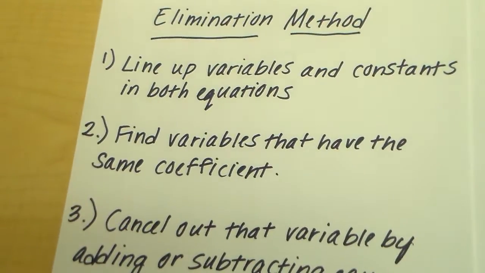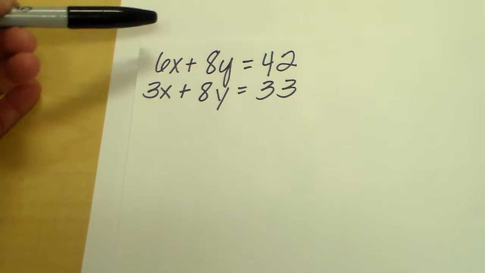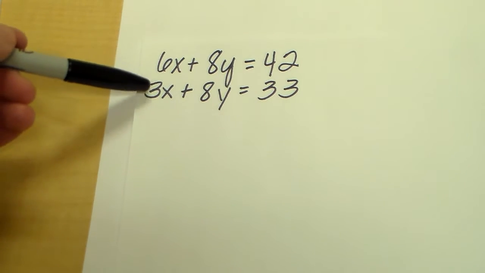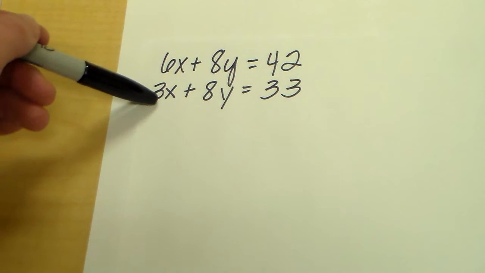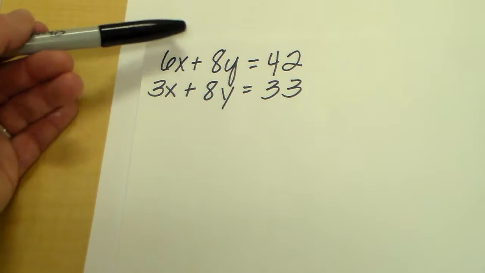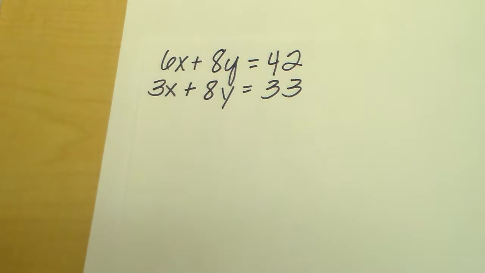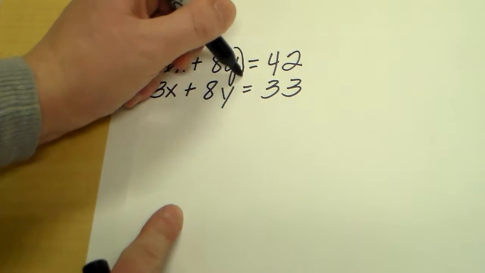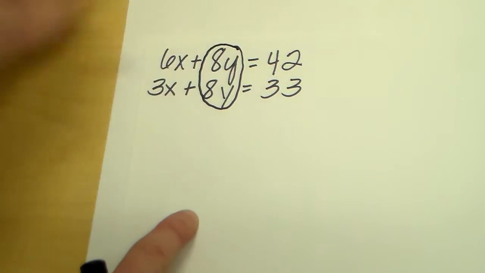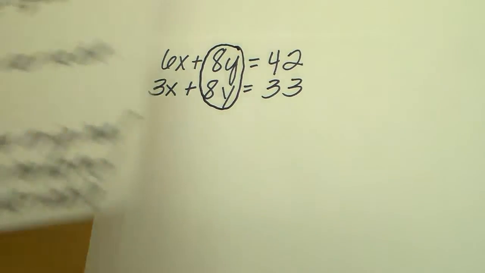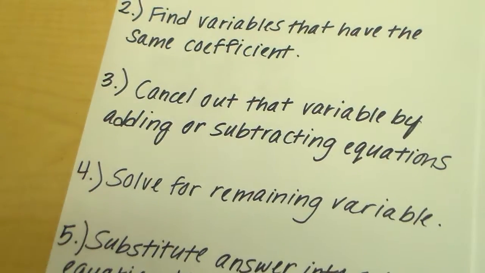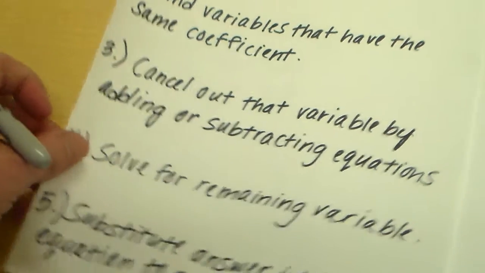The next thing I'm going to do is find the variables that have the same coefficient, and we know that coefficient is a fancy name for the number in front of a variable. So my coefficient here is 6 and this is 3, so my x's do not have the same coefficient. When I jump over to my y's, I see that there's an 8 in front of both. So that would be the coefficient that's the same, and that's what we're looking for. Number 3 tells me that I should cancel out that variable by adding or subtracting equations.